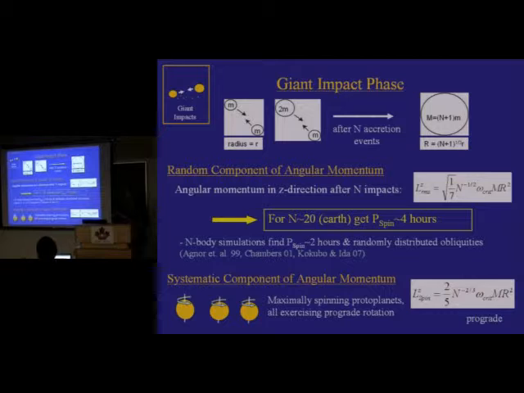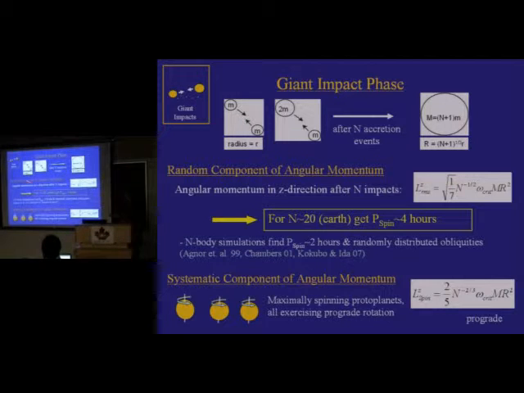And you'd expect the obliquities to be random, with equal likelihood for prograde and retrograde rotation. N-body simulations find something close to that. Actually, the spin period is somewhat shorter because of somewhat unphysical collisions. It's always assumed that a collision will result in a merger, even if the impact velocity is much higher than the escape velocity.